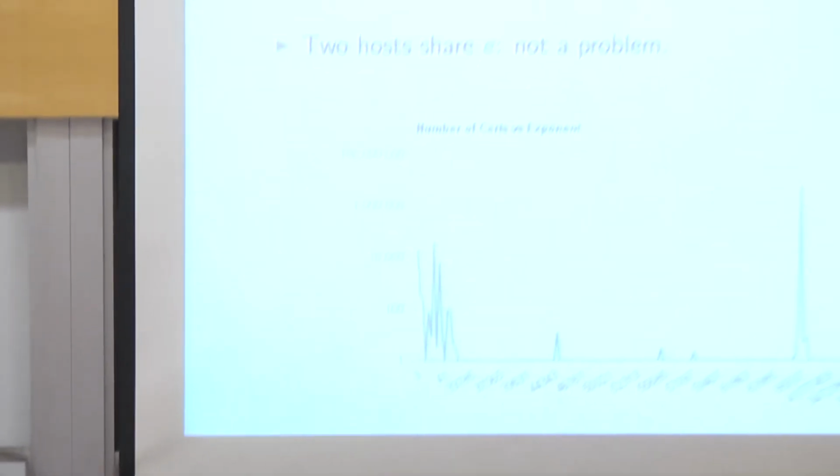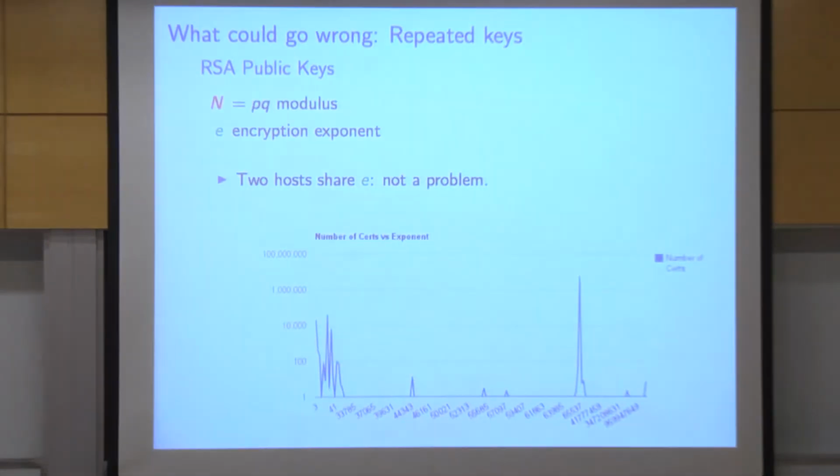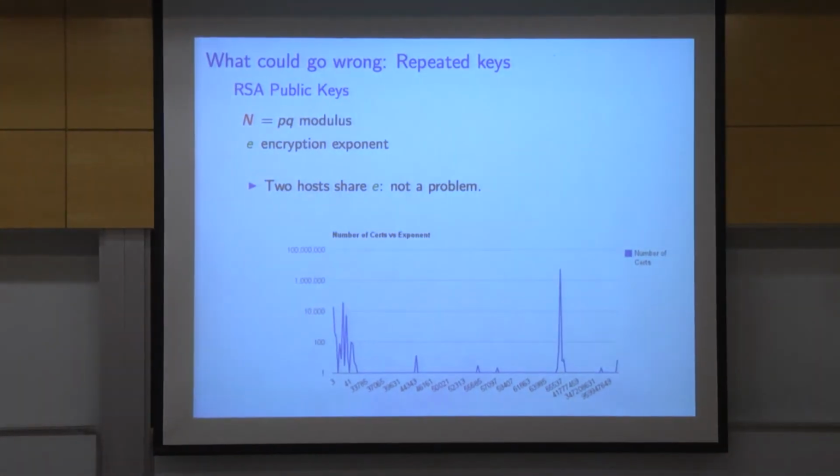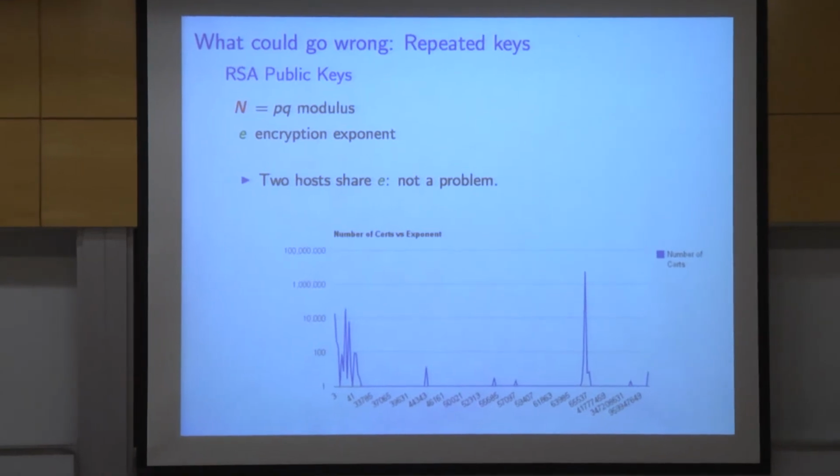So what do I mean by repeated keys? Well, in the case of RSA, remember that an RSA public key is the modulus n and an encryption exponent e. It is not a problem for 2 different entities to share the same e. In fact, almost everybody uses the same few values of e. This is a plot of the e values being used in SSL certificates. Note this is on a logarithmic scale.